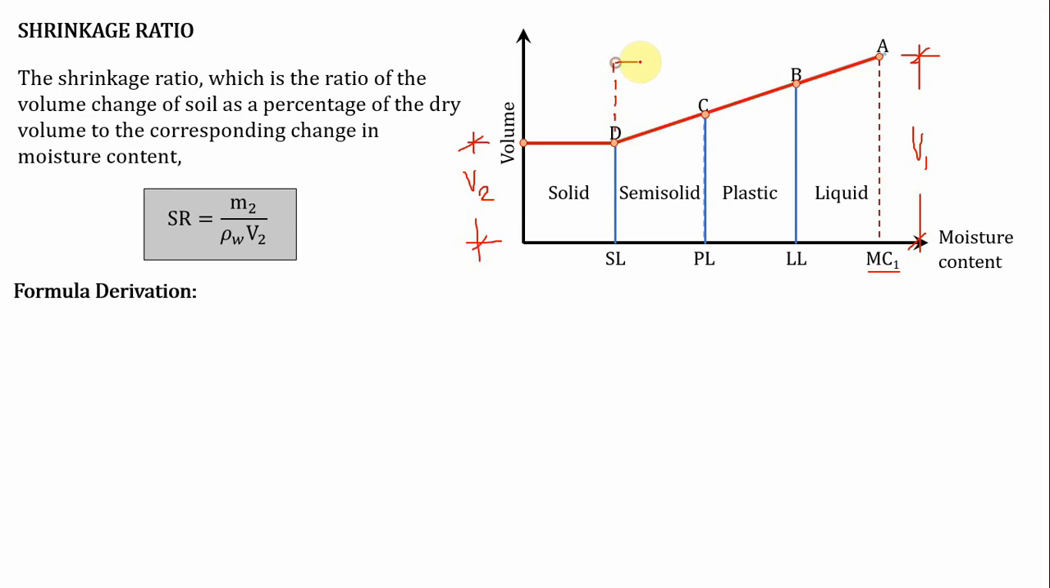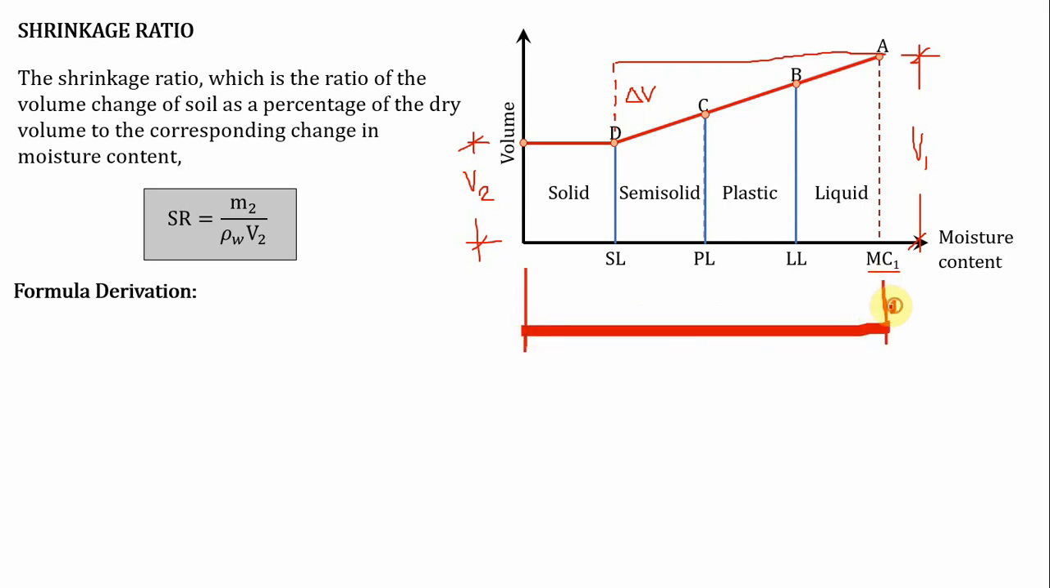I will draw a vertical line that will intersect point A. So there is a change in volume, traveling from A to D, because this represents the shrinkage limit. Is it only the volume that changes? No, its moisture content also changes. The moisture content at the natural state is MC1, and at the shrinkage limit this is its moisture content.